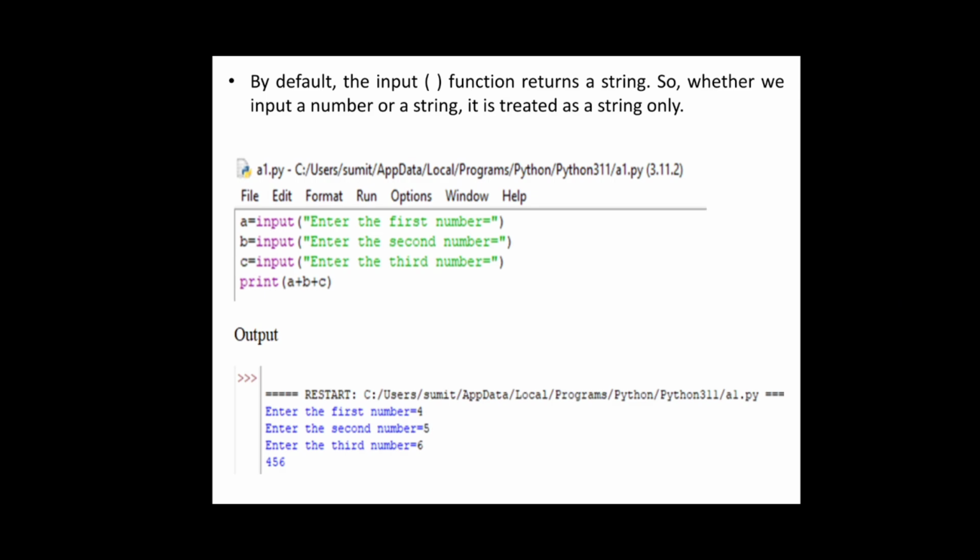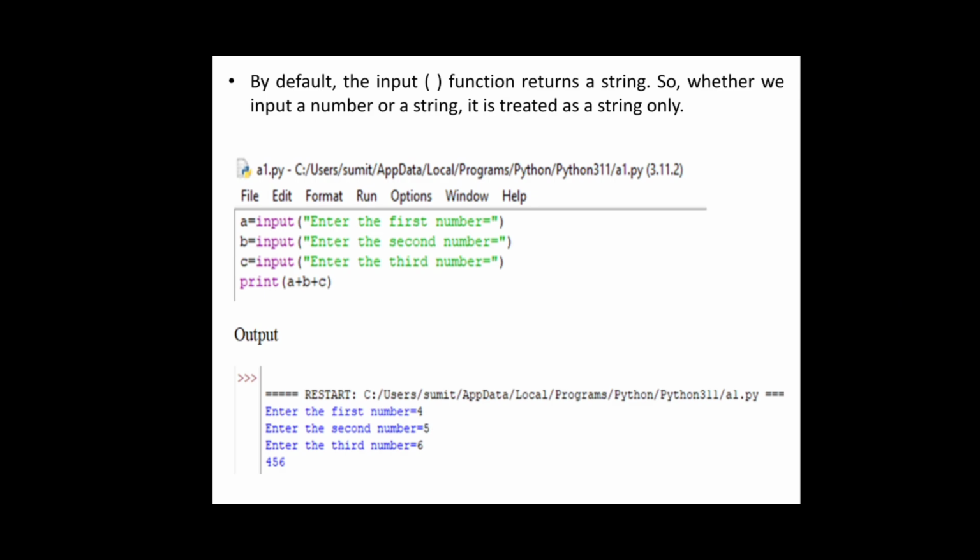By default, the input function returns a string. So whether we input a number or a string, it is treated as a string only. As for example, A = input("Enter the first number"), B = input("Enter the second number"), C = input("Enter the third number"), and print(A + B + C).